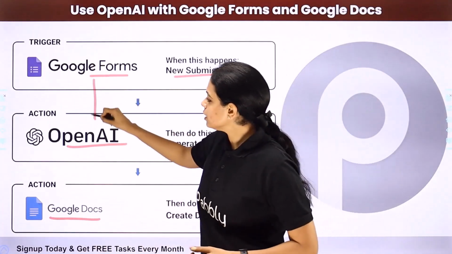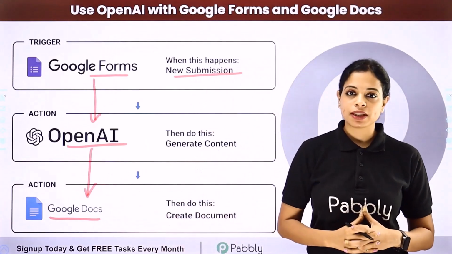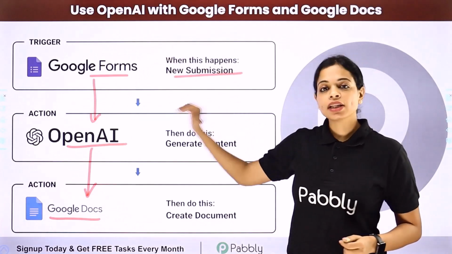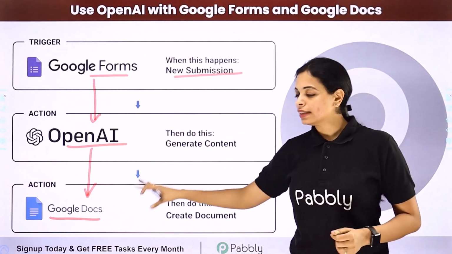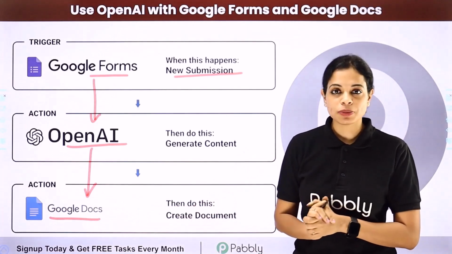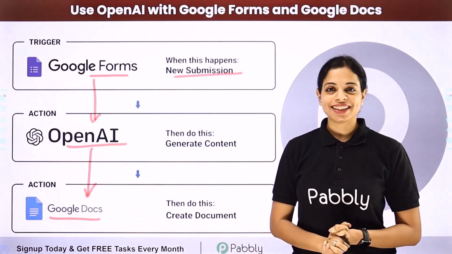For this, you will have to integrate the 3 applications, and the same thing can be done using Pabbly Connect software. Here your trigger application would be Google Forms, then your action applications would be OpenAI, and then Google Docs. Now, how can you do this yourself? Integrate and automate this entire process. To understand that, let me take you to my screen.